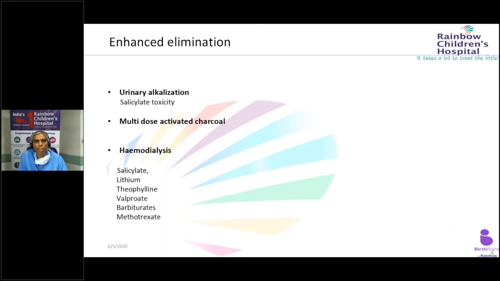For a few poisons, we can consider using multiple doses of activated charcoal so that you decrease the absorption of water soluble toxins from the gastrointestinal system. And if there is a poisoning with salicylates, lithium, theophylline, hemodialysis, either continuous or intermittent, can be considered to remove the water soluble toxins.